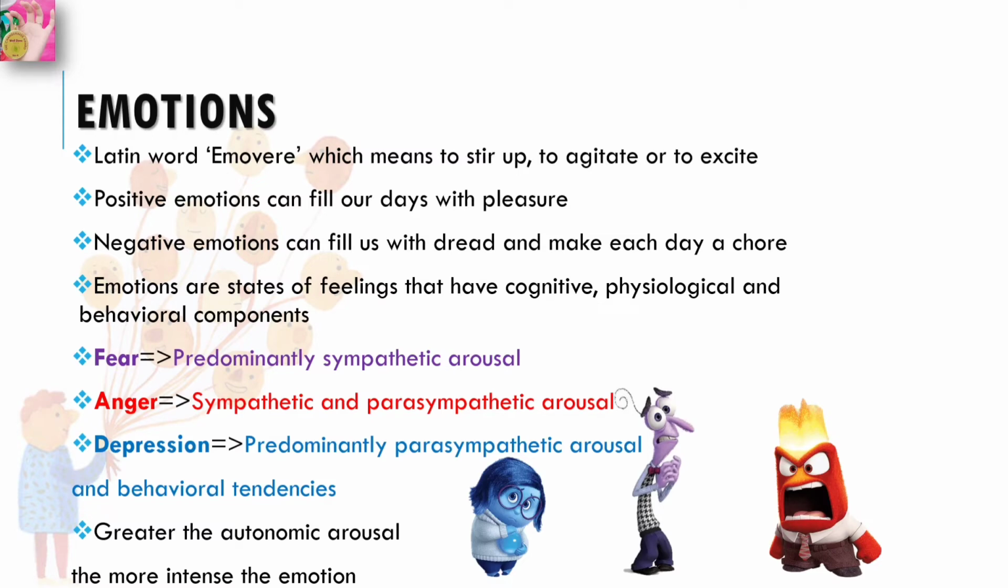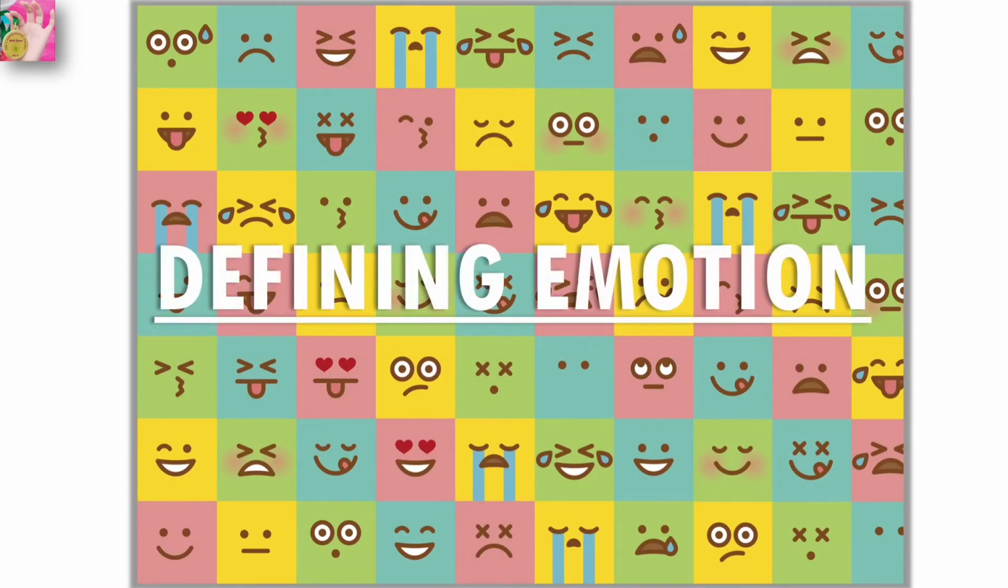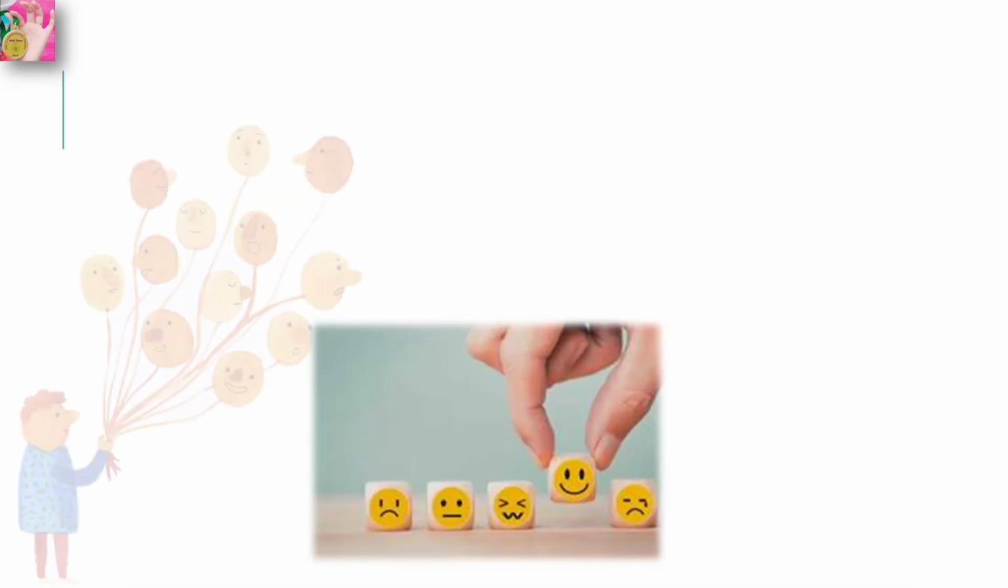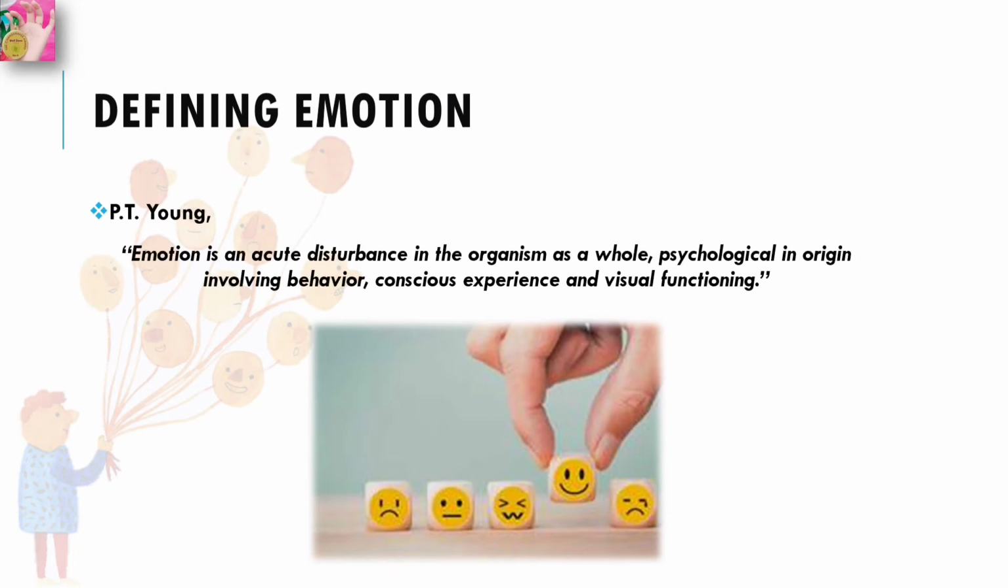So let's start with defining emotion. Now we will discuss and we will learn about some definitions that were given by some famous or well-known people. So let's start with P.T. Young. According to him, emotion is an acute disturbance in the organism as a whole, psychological in origin, involving behavior, conscious experience, and visceral functioning.